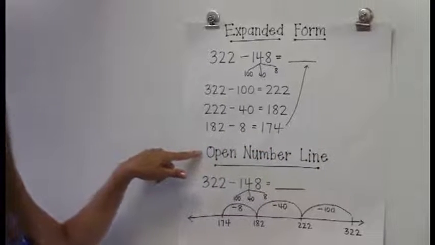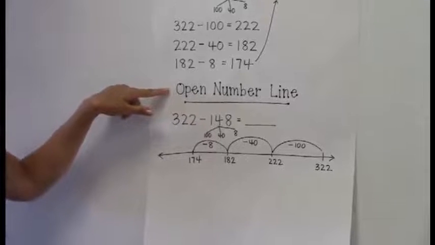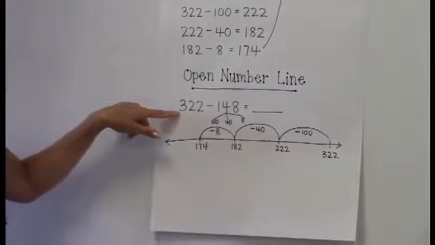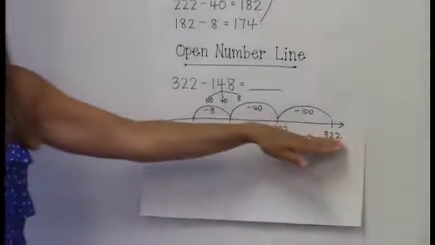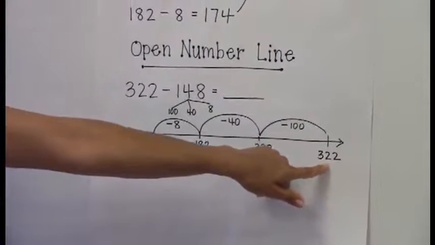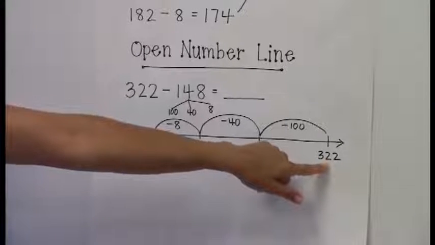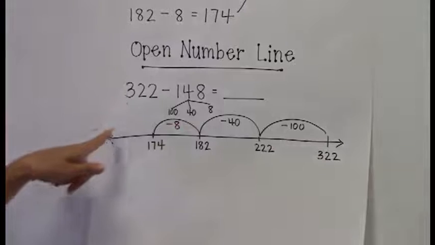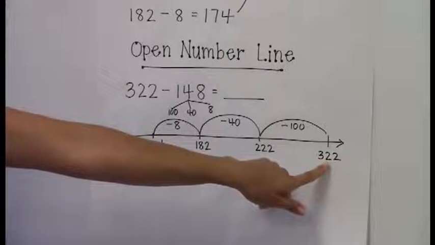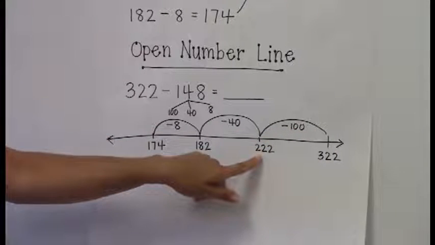The second mental math method that students learn is using an open number line. We'll use that same equation, 322 minus 148. Students draw what is called an open number line, and they place 322 on the right side of the number line. We teach students to place the larger number down on this end and work backwards because when you're subtracting, your numbers get smaller. So we'll start with 322 and again subtract the hundreds first to get 222.